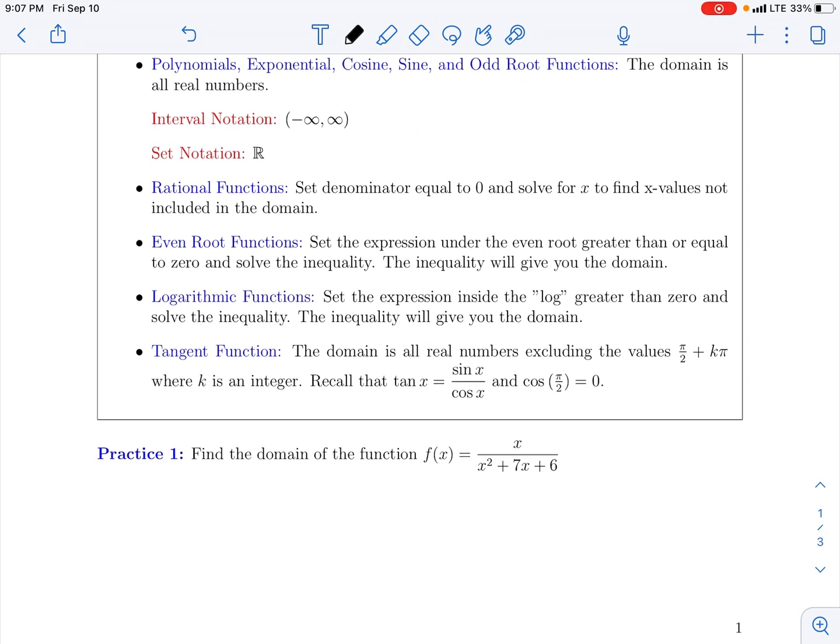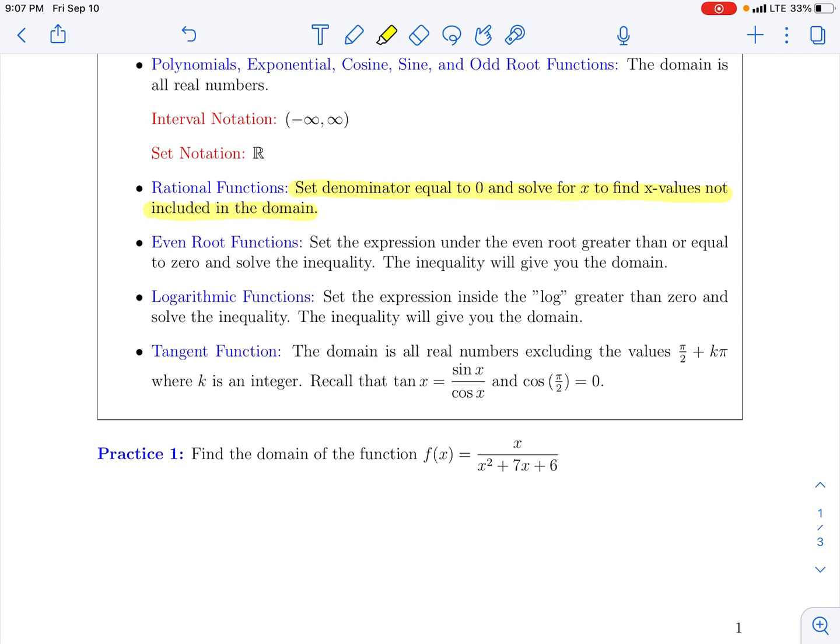Alright, what about the rational functions though, right? For rational functions, so functions that look like fractions, we want to set the denominator equal to 0 and solve for x to find the x values not included in the domain. Okay, so that's the key part there.